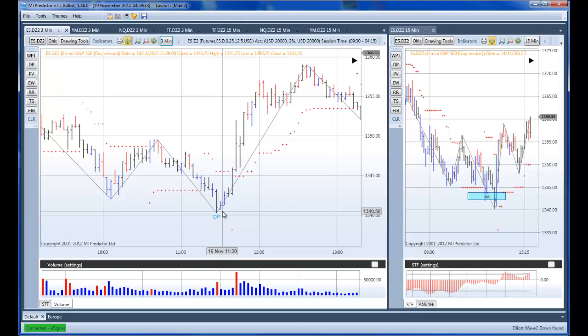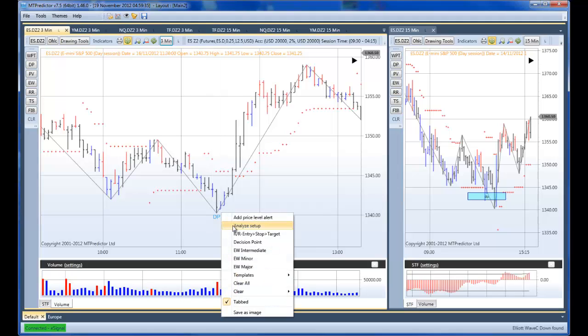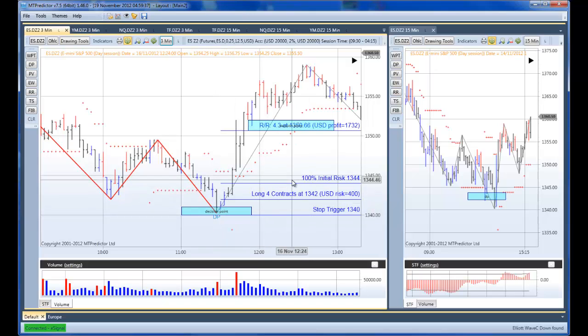So if I hover over this bar here, right mouse click to analyze setup, you can see it gives us our full analysis. But the point being is, because we know that this bar here failed to follow through to new lows, this high volume we had here at 11:27 was not selling, it was actually buying.